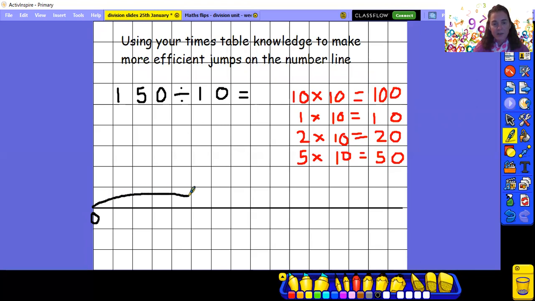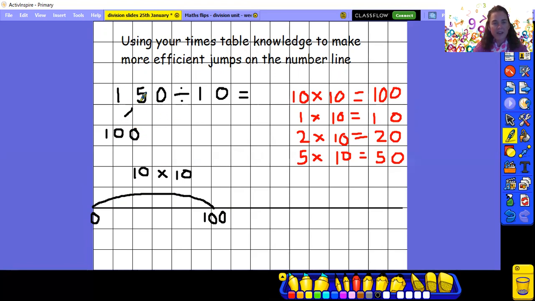So I simply do a jump like this. Remember, it doesn't matter how many squares you've done, it's just representation. And land on 100, like that. And then write what I've done. So this is 10 lots of 10, or you can just write 10 times 10. So I've got to 100. So let's do my part whole. So I've done 100 out of my 150. 150 is my target number.